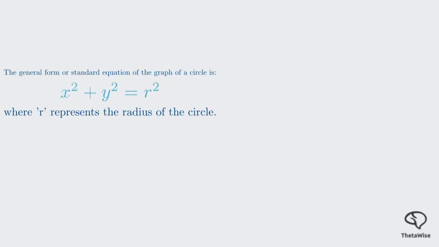Let's begin by defining the form of a circular graph. What is the equation that describes a perfect circle centered at the origin? The general form, or standard equation, of a circle centered at the origin is x squared plus y squared equals r squared. Let's break that down. In this equation, r stands for the radius of the circle. The radius is simply the distance from the center of the circle to any point on its edge.